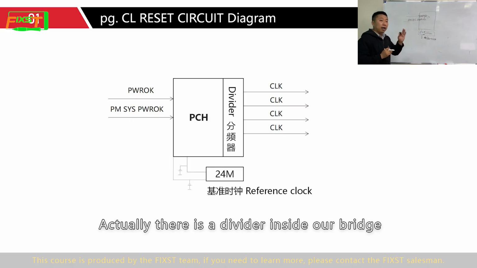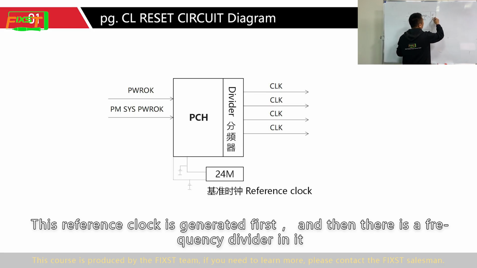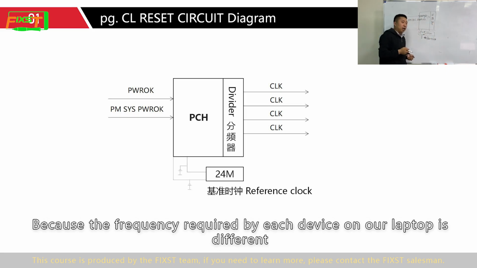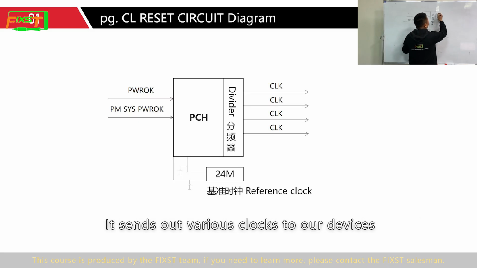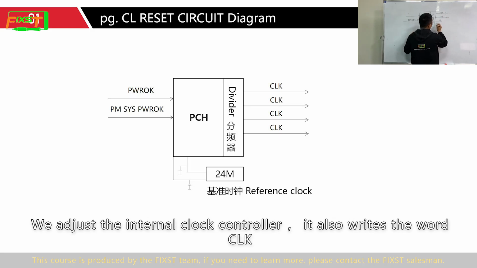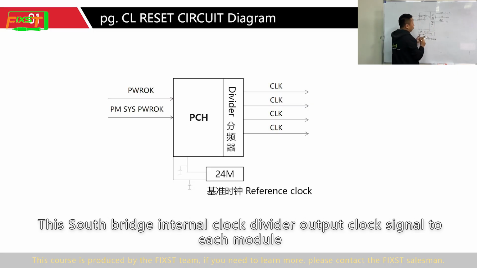Actually, there is a clock driver inside our bridge. This reference clock is generated first, and then there is a frequency driver in it, because the frequency required by each device on our laptop is different. After the frequency driver, the frequency is stepped up or down and sent out as various clocks to each device. This is the internal clock controller, which is also written as CLK, clock. In other words, after the crystal oscillator works, the Southbridge internal clock driver outputs clock signals to each module.